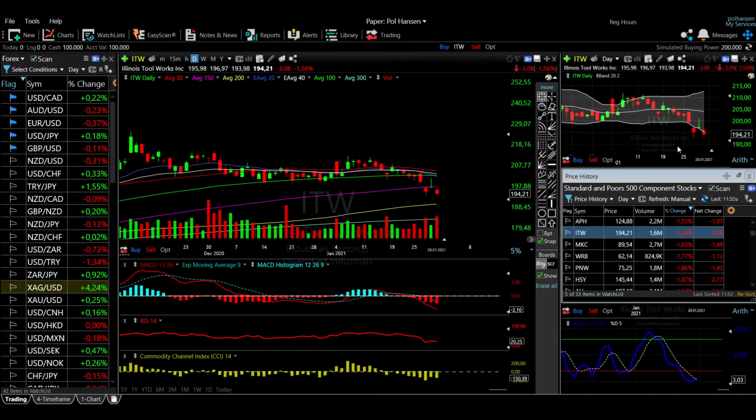So we can look at this one. This is ITW, and the RSI here is at 20. It's significantly oversold, and the price is underneath the Bollinger Band. However, we are hovering just above the 200 moving average. I would still consider this too risky, because it could actually fall towards the 200 moving average before going back up. So I would actually wait with this stock in order to buy it.